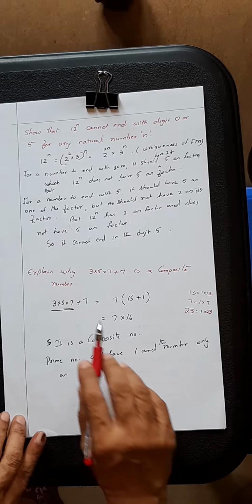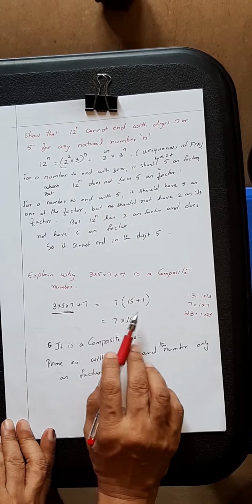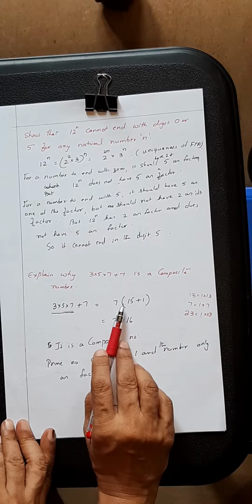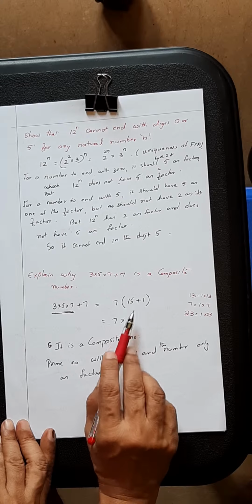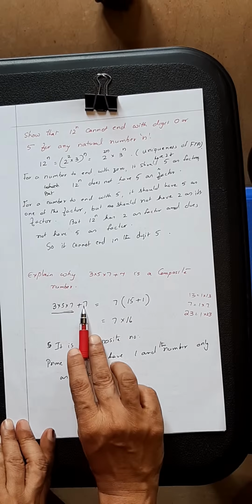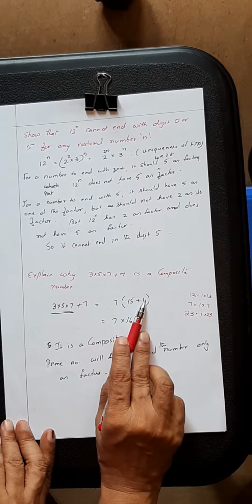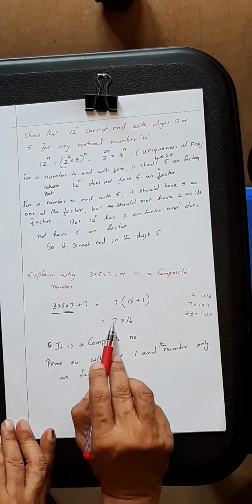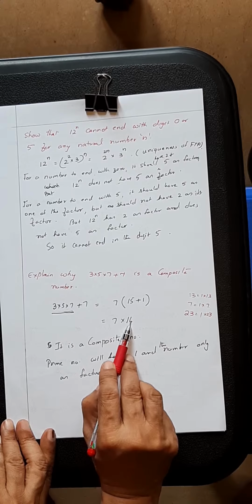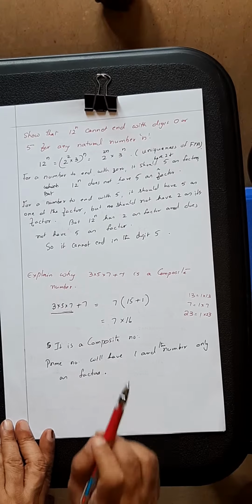and 1. So we will first see whether you can write it as a product of other numbers apart from the number and 1. So 7 is a common factor in both terms. So 7 taken out, you get 15 plus 1, so 7 into 16. So you have another number, 16. 16 is a composite number. So the whole number is a composite number.